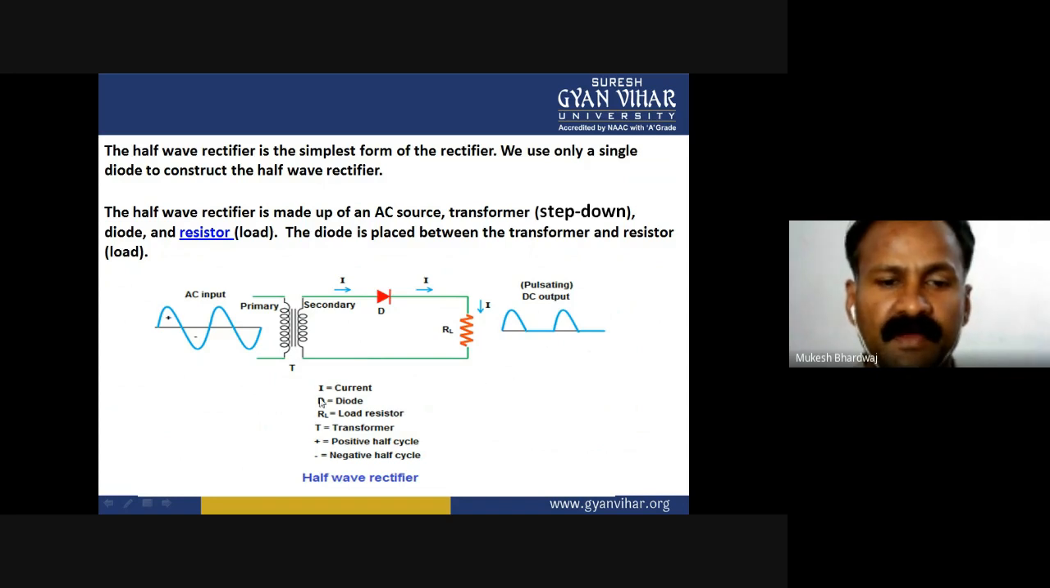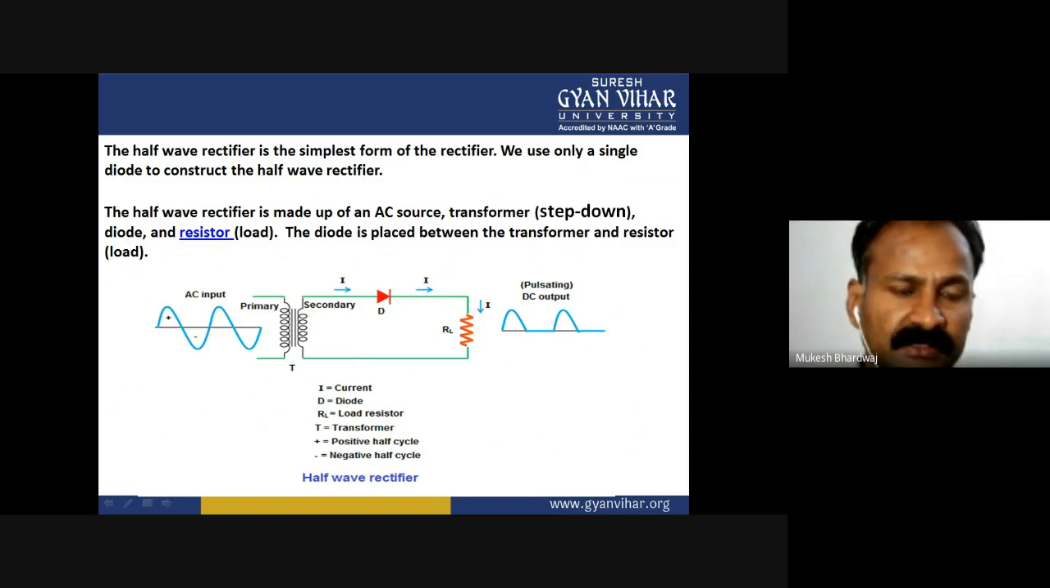Half wave rectifier is the simplest form of the rectifier. We use only a single diode to construct the half wave rectifier. The half wave rectifier is made up of an AC source, step down transformer, diode, and resistor, that is load. The diode is placed between the transformer and the resistor load. So this is the diagrammatic representation of a single or half wave rectifier.